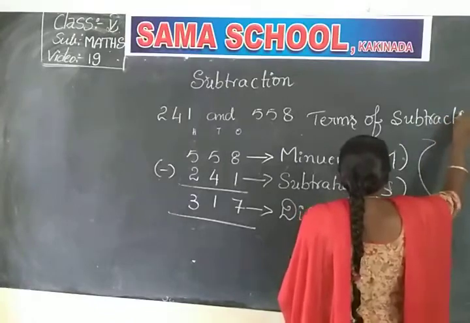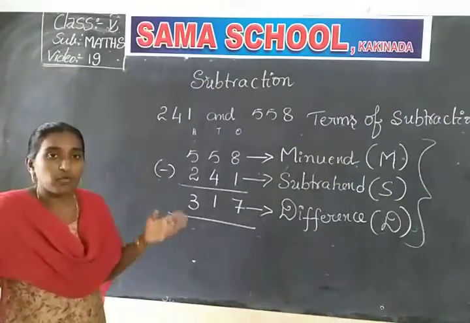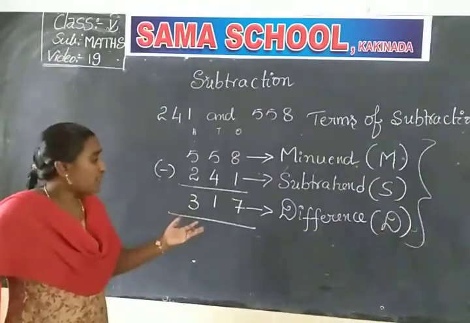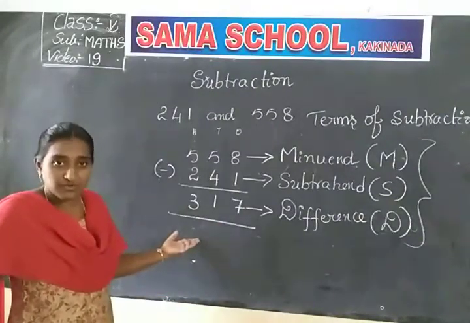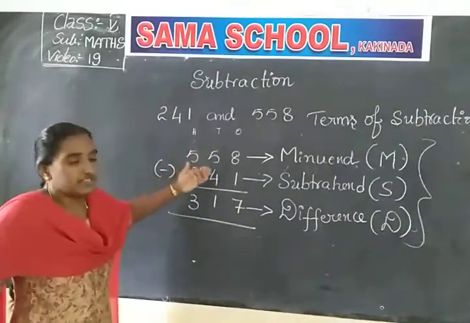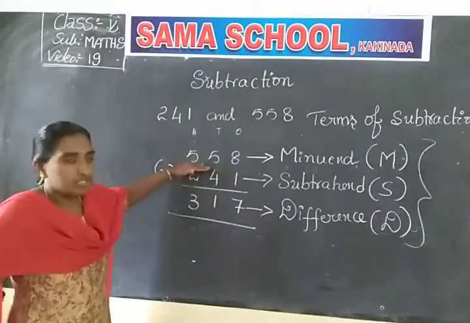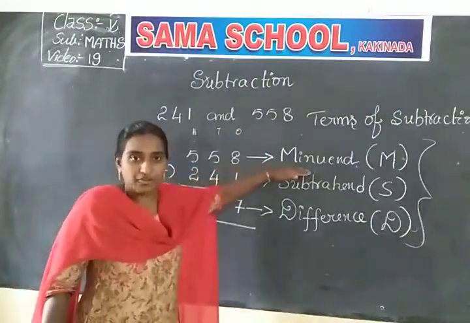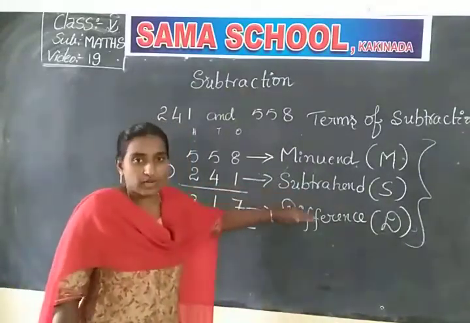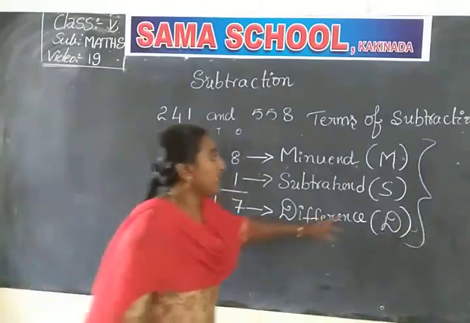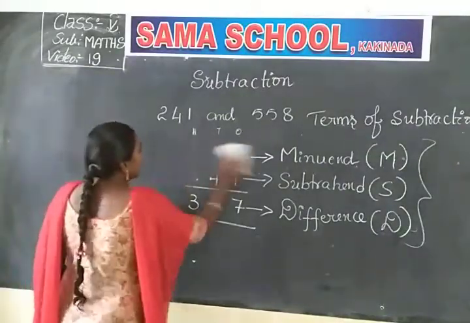Is it clear, children? You have to identify what is the minuend, what is the subtrahend, and what is the difference. Of course, for difference you will not get any confusion, because the result of subtraction is known as difference. You will only be confused about these two terms, but don't be confused. I hope you understood clearly. The first term of subtraction is called minuend and is denoted by capital letter M, and the second term is known as subtrahend and is denoted by capital letter S. Is it clear? Let us take another example.